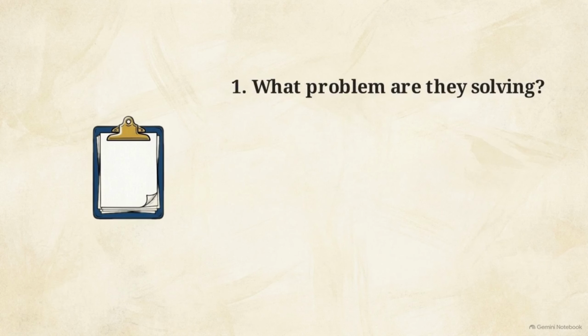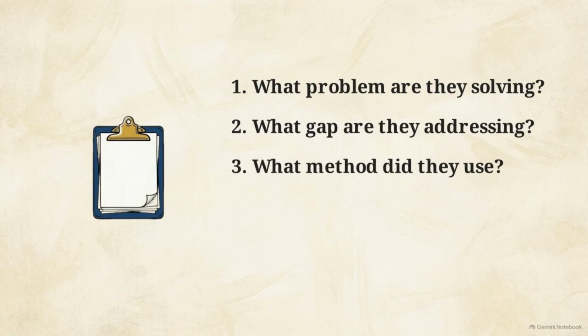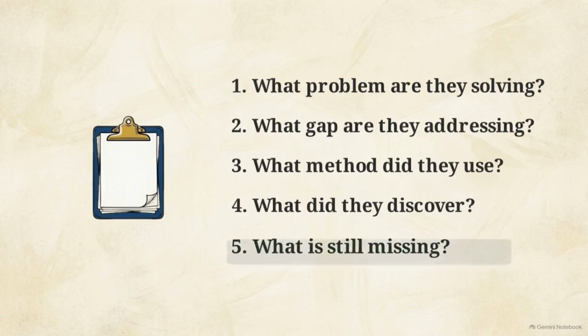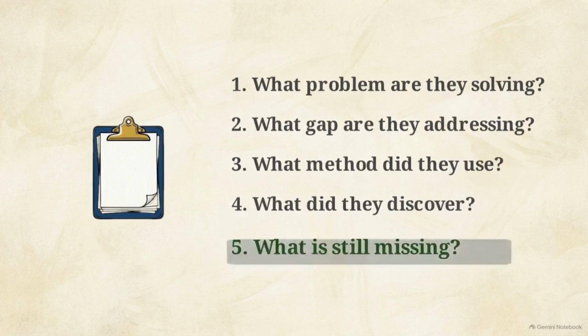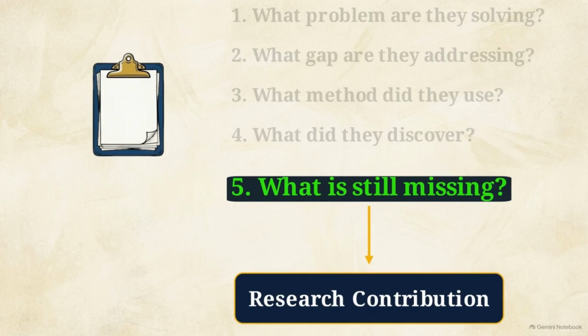You have mastered a paper when you can answer these 5 questions. 1. What problem are they solving? 2. What gap are they addressing? 3. What method did they use? 4. What did they discover? And 5. What is still missing? That final question, what is still missing, is the most important. The answer to that question is where your own original contribution to knowledge begins.